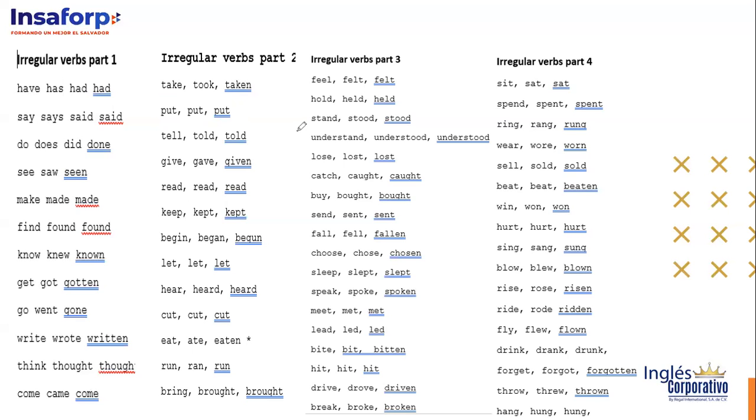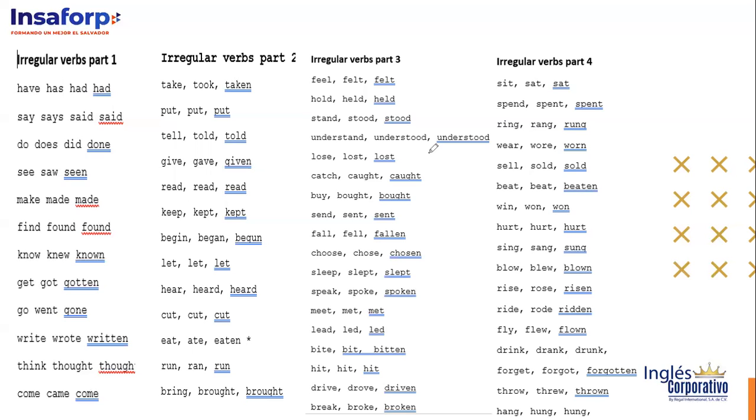Continue. Tell, told, told. Carlos, give, gave, given. Edwin, give, gave, given. Elisa, read, read, read. Erica, keep, kept, kept.